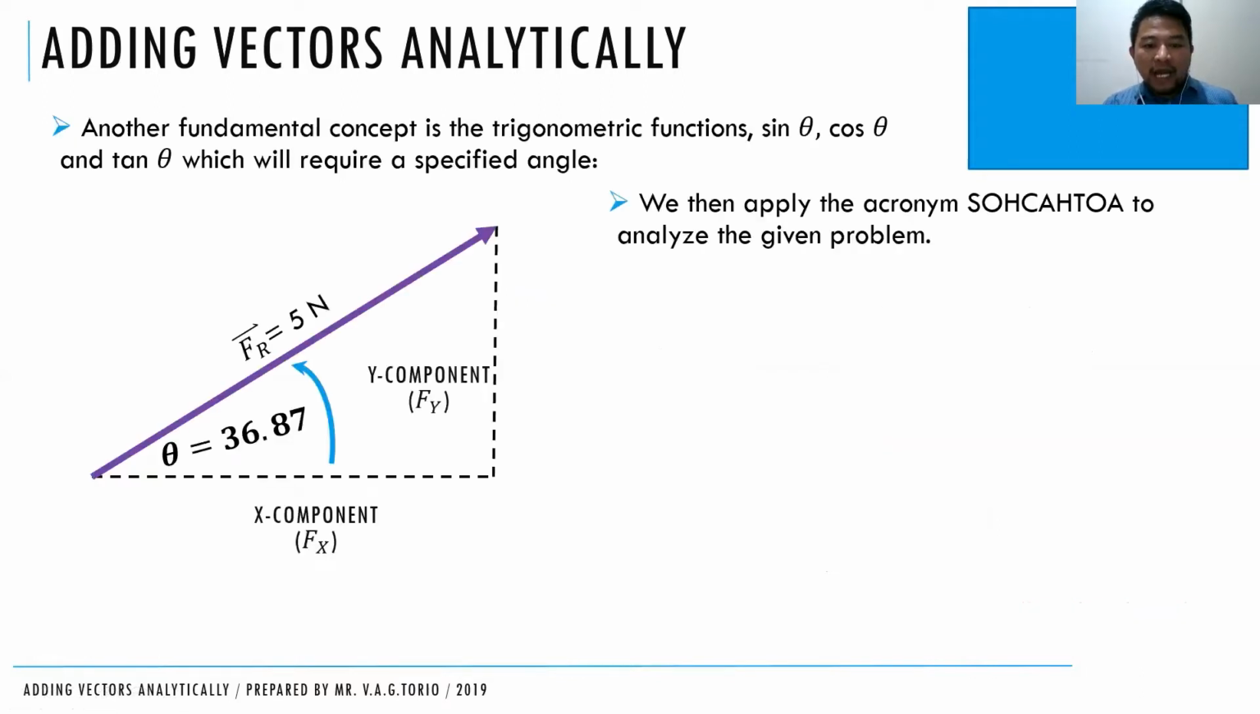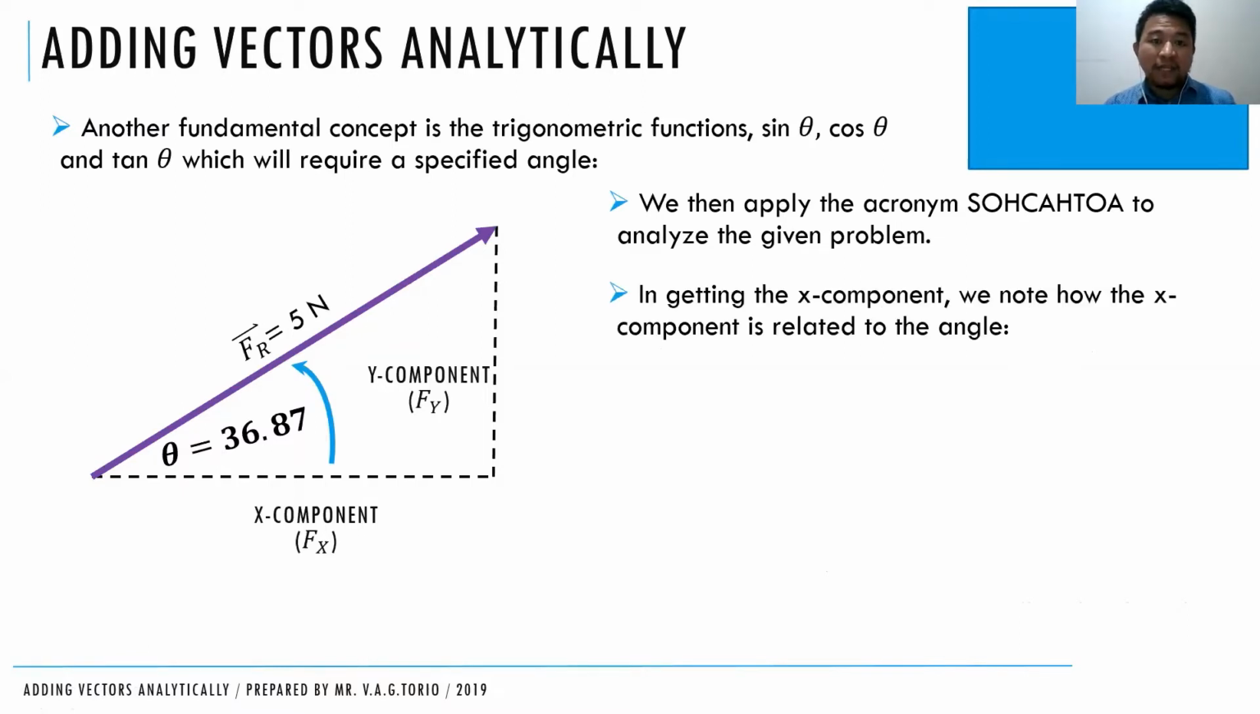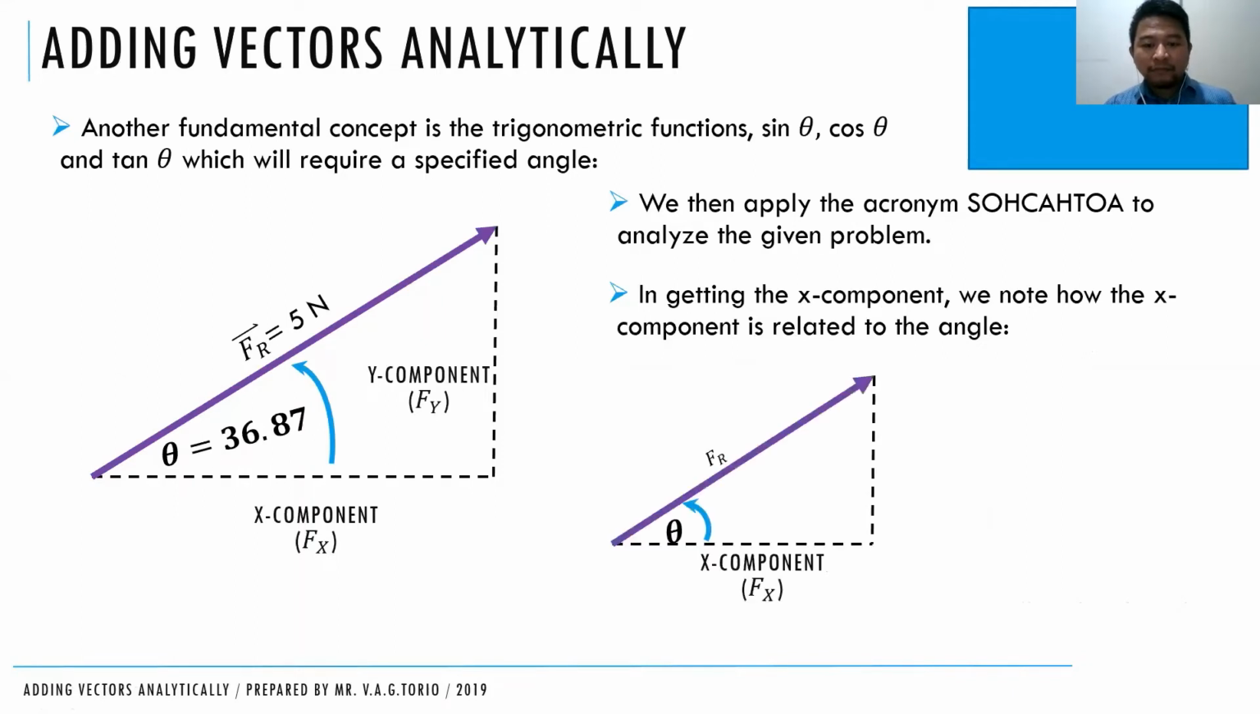Now we can apply our sine, cosine, and tangent, or that is, we can just discuss sine and cosine for the meantime, to the given values that we have. The magnitude value is 5 newtons and the angle theta value is 36.87 degrees, and we calculate for the components. So first, we can determine the value of the x component, that is f sub x, by using the relationship between that angle theta and the x component. The relationship is that the angle theta is adjacent to f sub x.